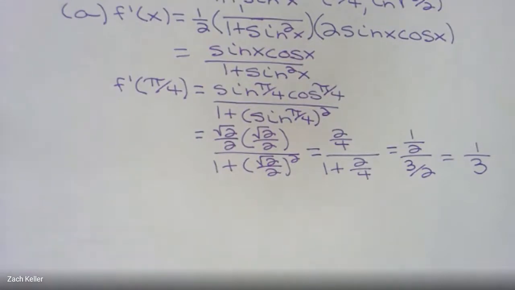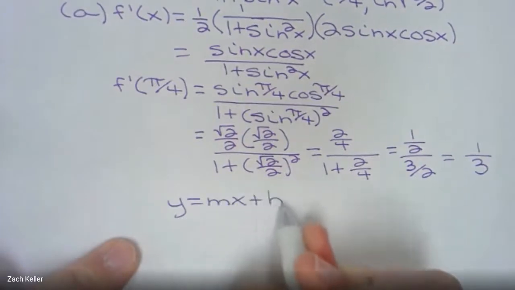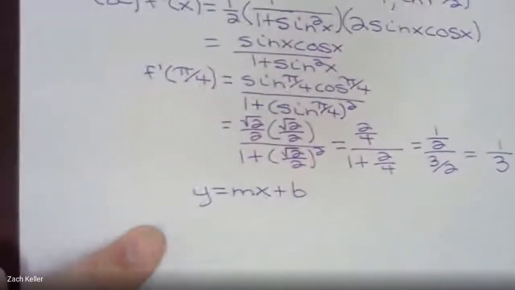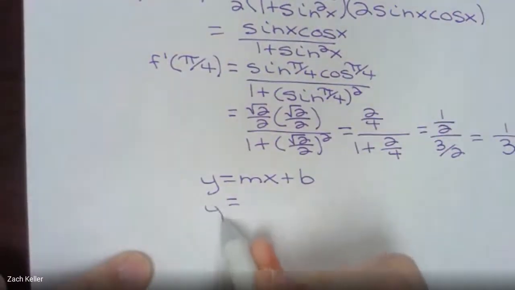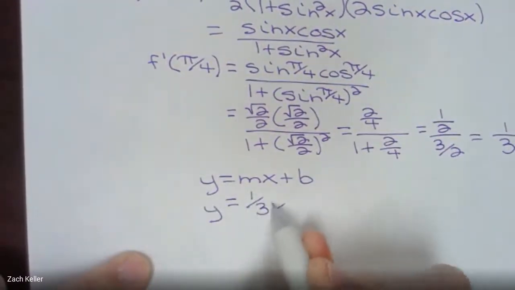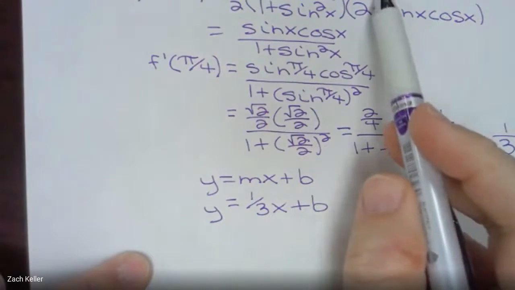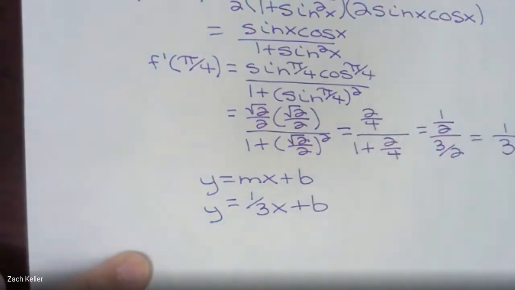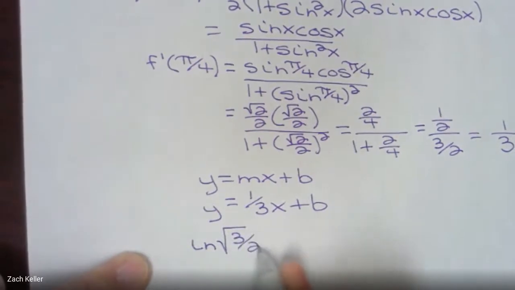The directions ask for the equation, so y equals mx plus b, like we've done before. Again, it's the process we've done before, just a different type of equation. So y equals 1/3 x, where 1/3 is the slope of the tangent line. To find the y-intercept, to find the b, you plug in pi over 4 for x and ln of square root of 3 over 2 for y. So this would be ln square root of 3 over 2 equals 1/3 times pi over 4.